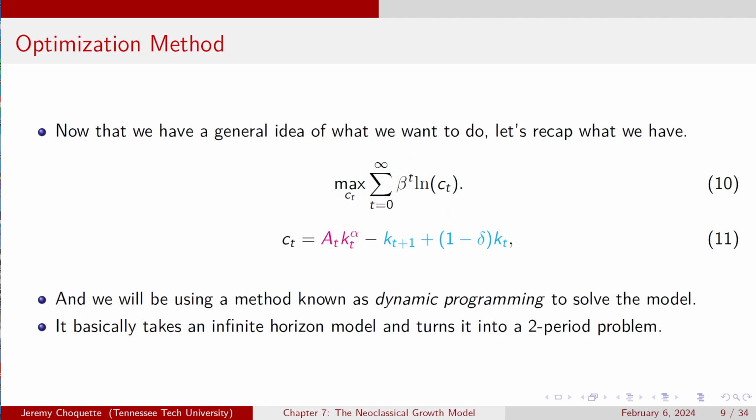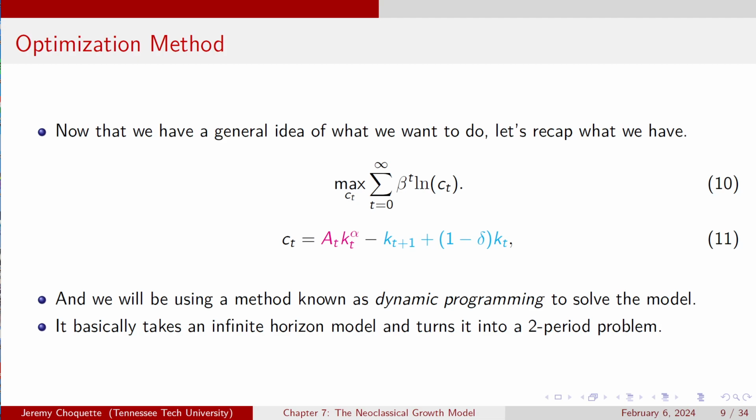So let's recap what we've got. We've got this utility function. I want to maximize my consumption over an infinite horizon of beta to the t times the natural log of consumption. And I'm doing so subject to the constraint c_t equals A_t times k_t to the alpha minus k_t+1 plus (1 minus delta) times k_t, or c_t equals output y_t minus investment i_t.